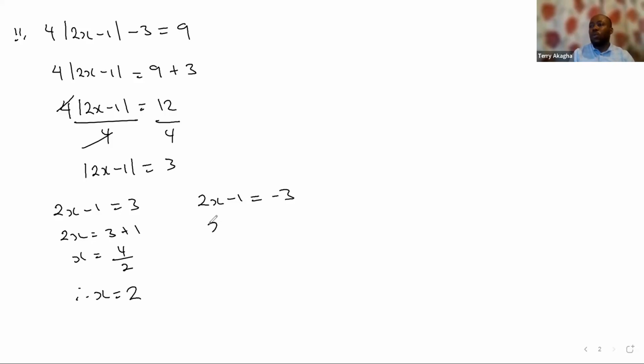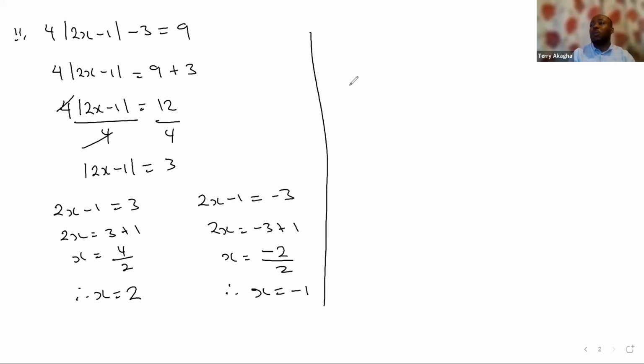Here is going to be 2x is equal to minus 3 plus 1, okay? Then it's going to give you 2x is equal to, let's just go straight to finding x. So x is going to be equal to minus 3 plus 1, which gives you minus 2, divided by 2. So therefore, x is going to be equal to minus 1.